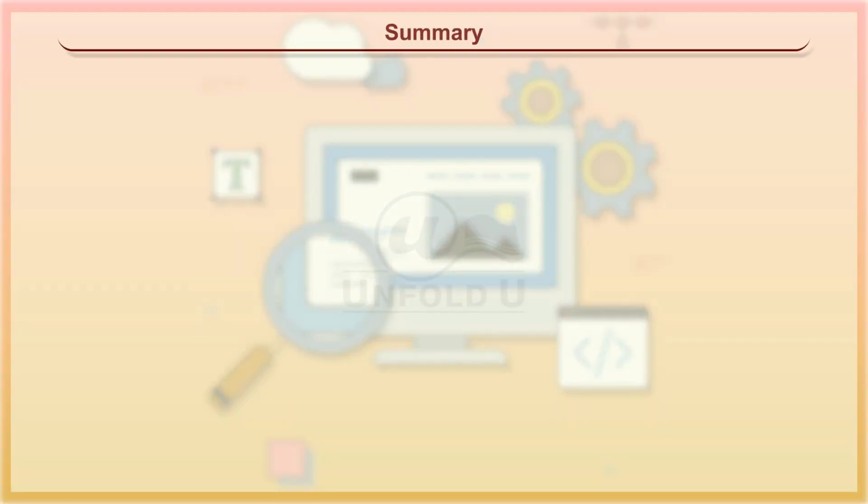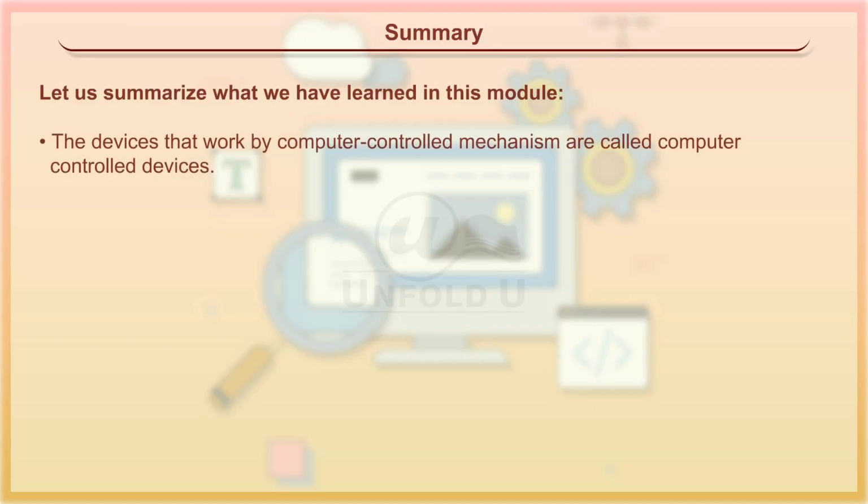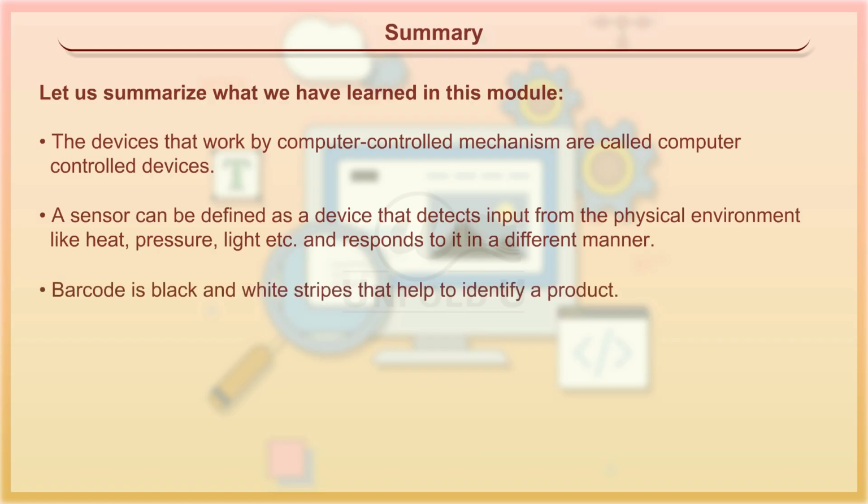Summary. Let us summarize what we have learned in this module. The devices that work by computer-controlled mechanism are called computer-controlled devices. A sensor can be defined as a device that detects input from the physical environment like heat, pressure, light, etc., and responds to it in a different manner. Barcode is black and white stripes that help to identify a product.